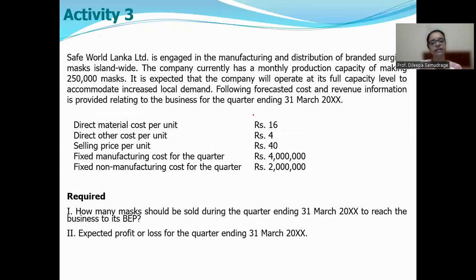Okay, so please try this one. What you have to find out is how many masks should be sold during the quarter ending 31st March to reach the business's break-even point. Then the expected profit or loss for the quarter ending 31st March. First, find out the break-even point, then the expected profit for the particular quarter.